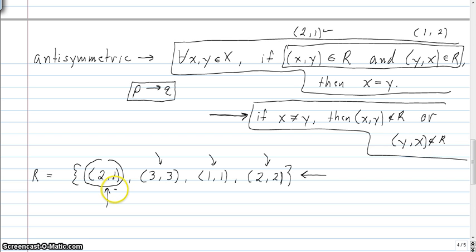And yes, we can see that because we're missing 1, 2. If either one of these is not in the relation according to that, then our relation must be antisymmetric. So either way you look at it, this relation is antisymmetric.